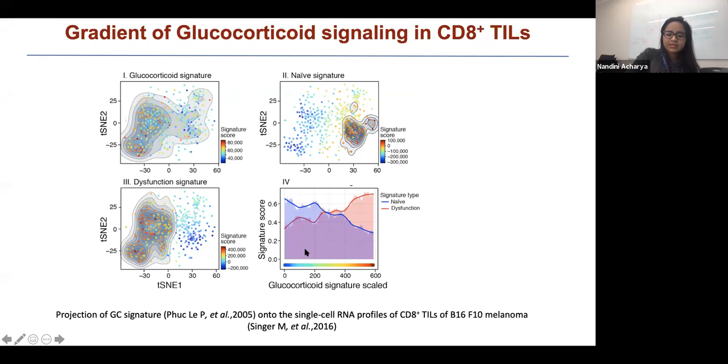So this data suggests that as cells increase their ability to sense glucocorticoid and there is more glucocorticoid-induced signaling in those cells, they move out from being naive-like, and there is a reduction in the effector differentiation or effector functions, and they gradually acquire more of the function of a dysfunctional T cell state.